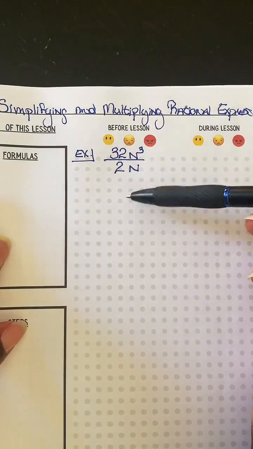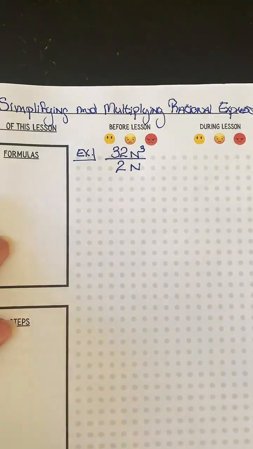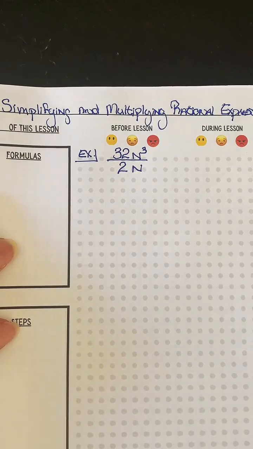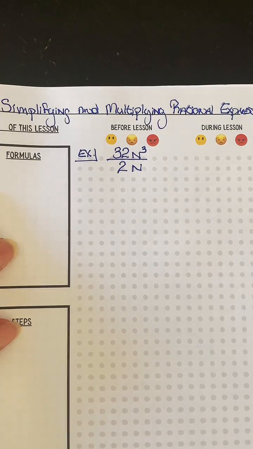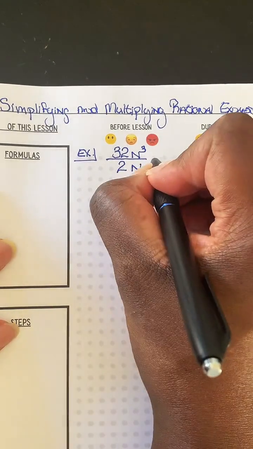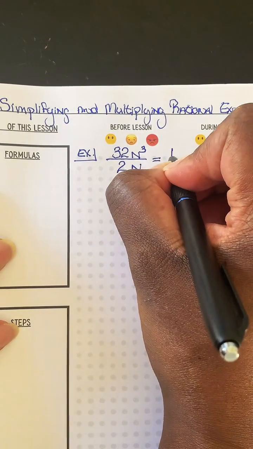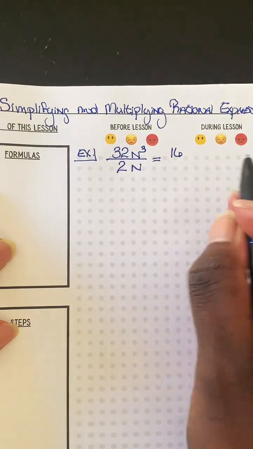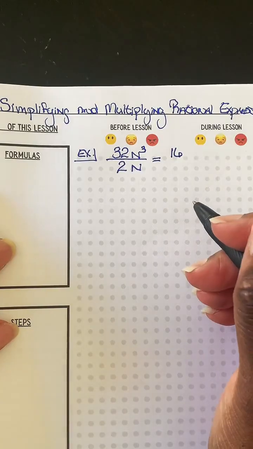So when we break this down, we want to break down the coefficients, which is my 32 and my 2, and we also want to break down the n's, the variables with their exponents. Now, if you have your 32, we can divide that by 2, that will give us our 16. So it's almost like saying there's 16 over 1. So that 16 is going to be in the numerator.